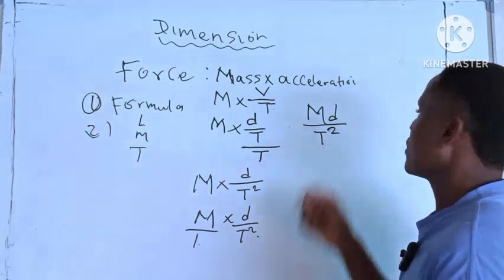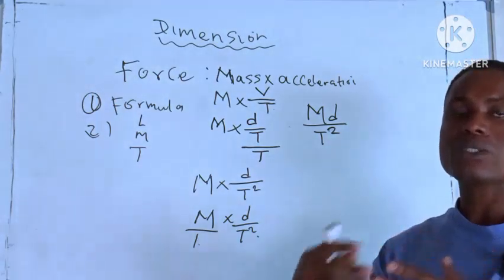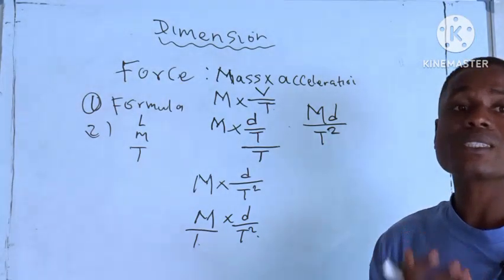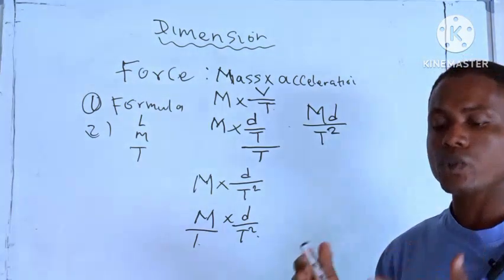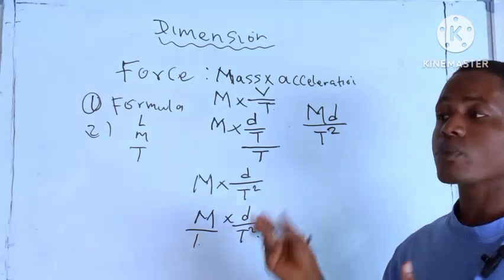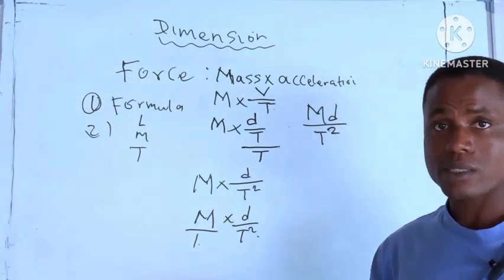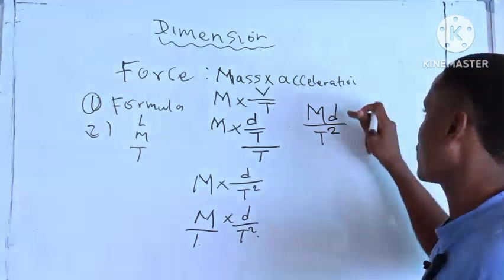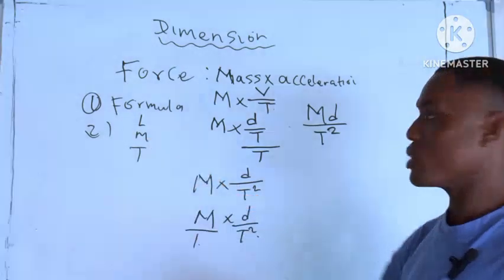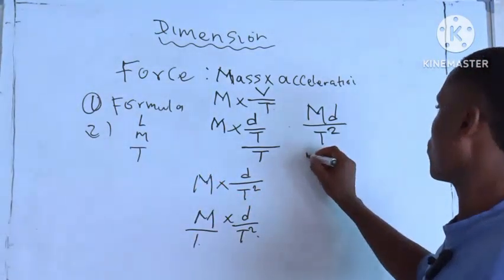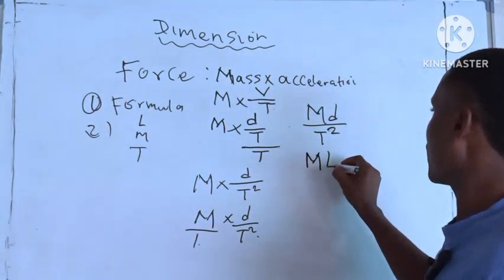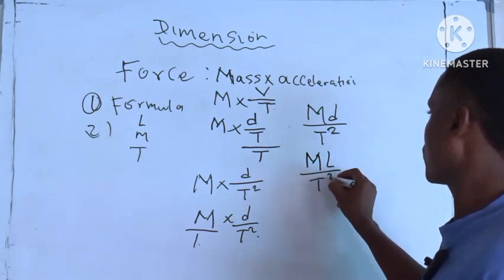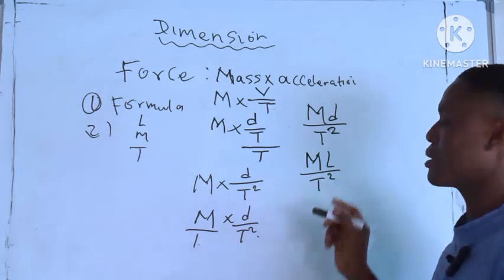So are we converting d to l, m, or t? It is l, because displacement can be interchanged with distance, okay? Because distance, displacement and length are all measured in meters. So you can interchange it with length, okay? So it will now be in this form, m l all over what? T square.